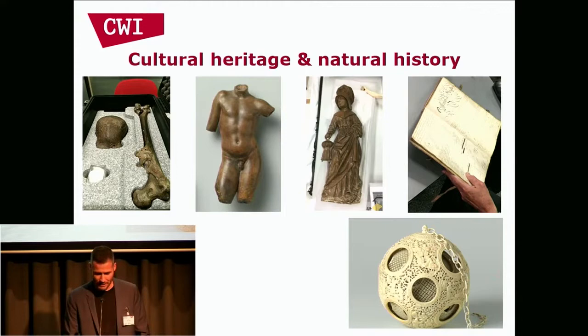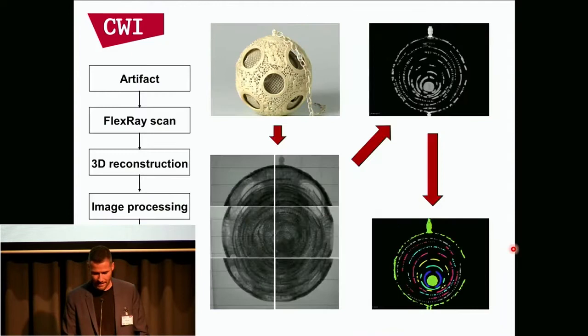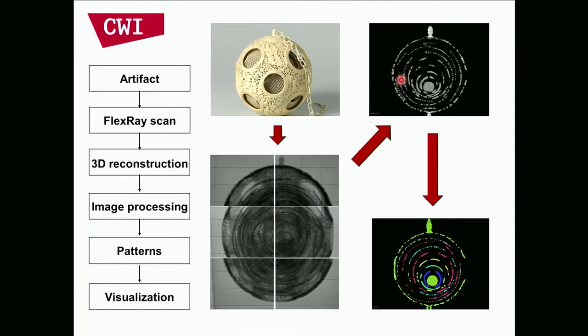So this is something the Rijksmuseum had. And they came into the lab, and they were actually interested first in how these things actually look on the inside. So this is really concentric spheres, 13 of them, carved out of a solid piece of ivory. And at that time it was not very well understood how they were actually made. So here's a bit then the workflow.